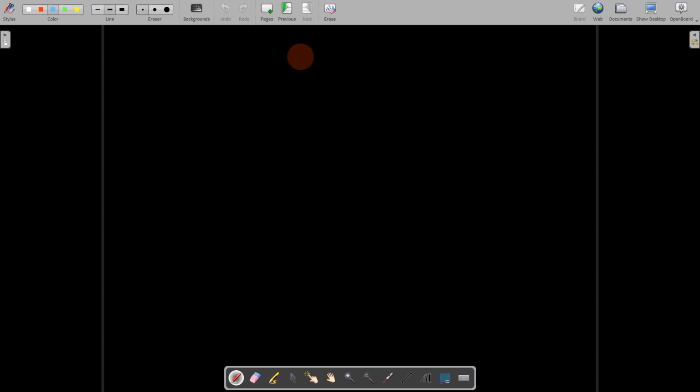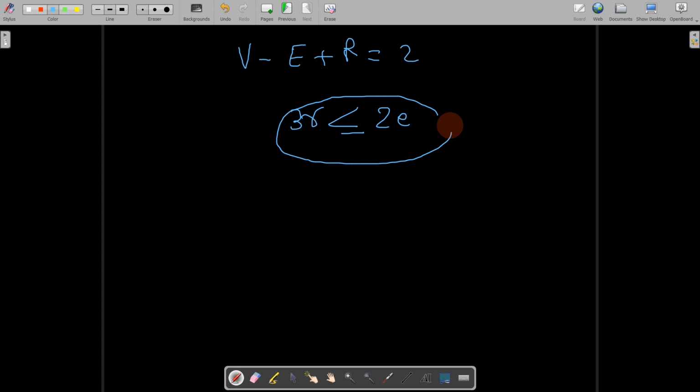Okay, so we will use Euler's formula V minus E plus R is equal to 2. Always remember this is true only for connected simple graphs. This is not true for disconnected graphs. Okay. Now another inequality we saw, 3r is less than or equal to 2e. Okay, we will use this to create another inequality.